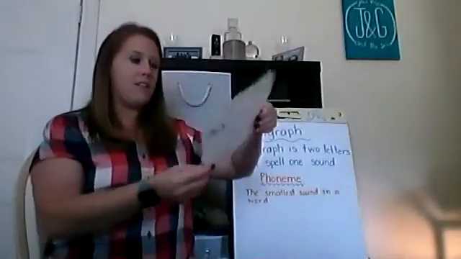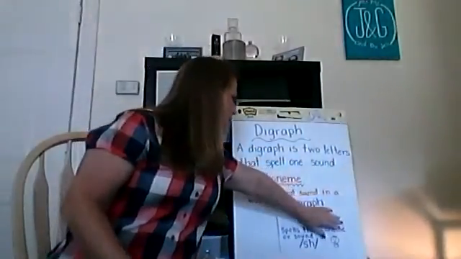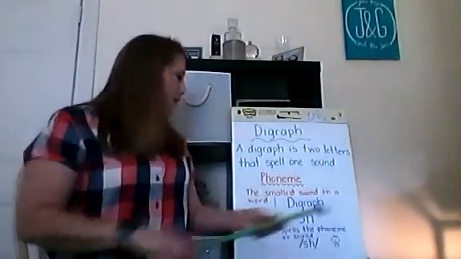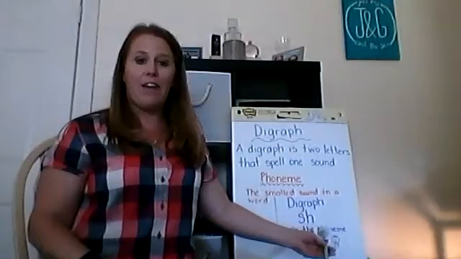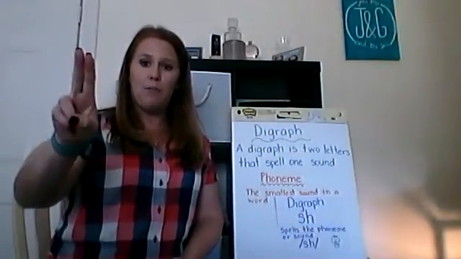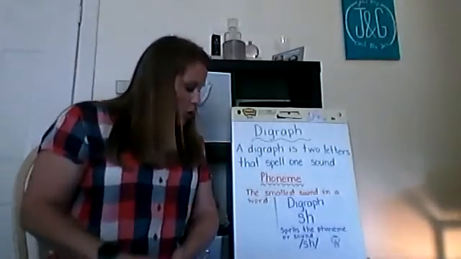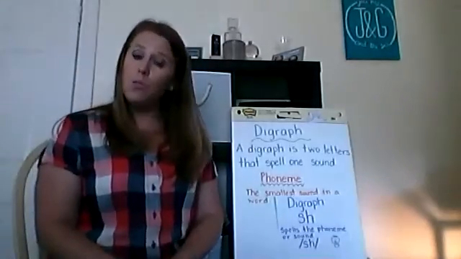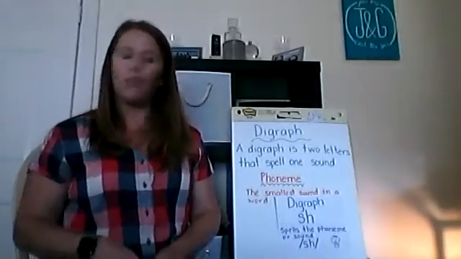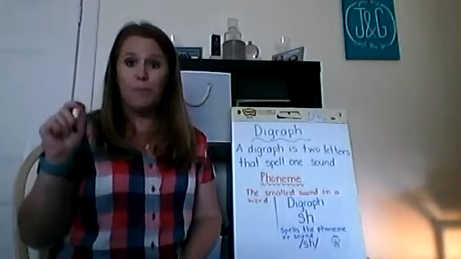So we are going to be discussing SH today. So I'm going to pop this up on my chart here so we can reference it as we're learning today. So again, one more time, we're working on that digraph, SH. SH come together to make that one sound, shh. Good. So what we're going to do is say some words, and we are going to count out the phonemes in that word. Remember, the phonemes are the smallest sound in each word.